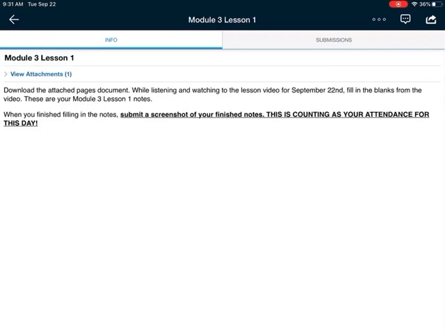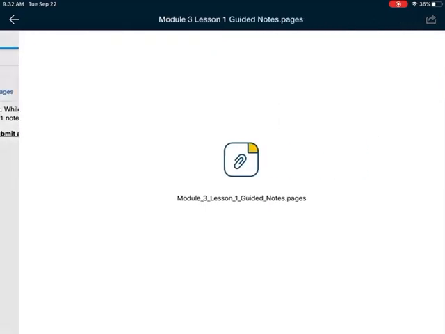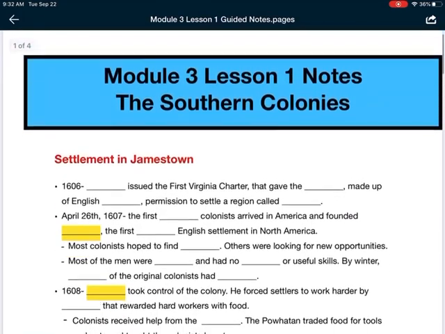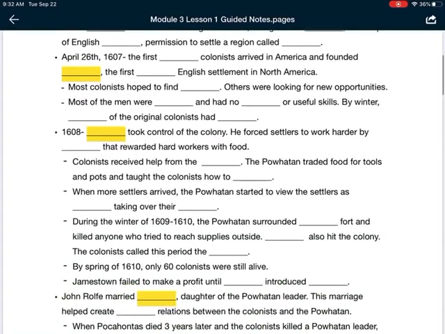So what you're going to do is download the attached Pages document, okay? While listening to me going through the slides here in just a little bit, you're going to fill in the blanks. These are guided notes, okay? So when you open the attachment, it's going to download a little bit, okay? Right off the bat, you already see there are blanks, yes?